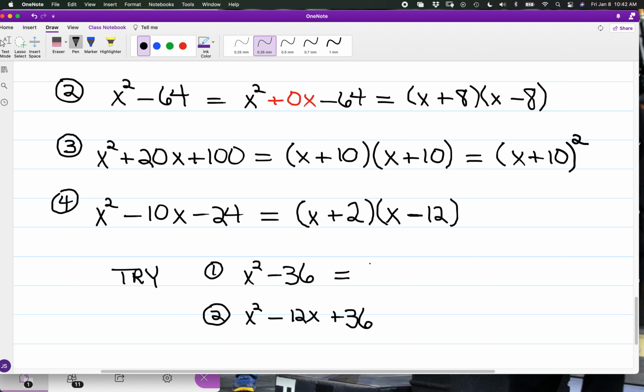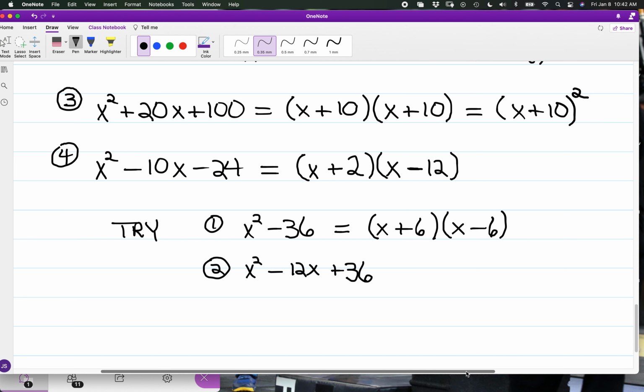So for x squared minus 36, the first terms in the factors will be x, and for negative 36, you're looking at a positive and a negative 6. So x squared minus 36 will have x plus 6 and x minus 6 for the factors. Again, the first case is the difference of squares.